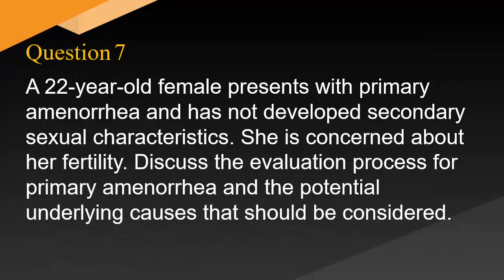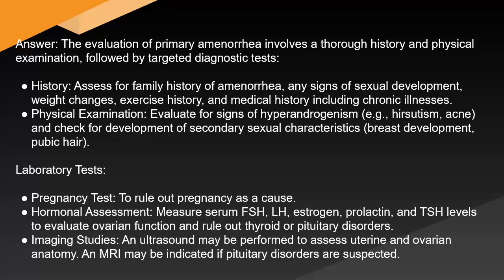A 22-year-old female presents with primary amenorrhea and has not developed secondary sexual characteristics. She is concerned about her fertility. Discuss the evaluation process for primary amenorrhea and the potential underlying causes that should be considered. Answer: the evaluation of primary amenorrhea involves a thorough history and physical examination, followed by targeted diagnostic tests.